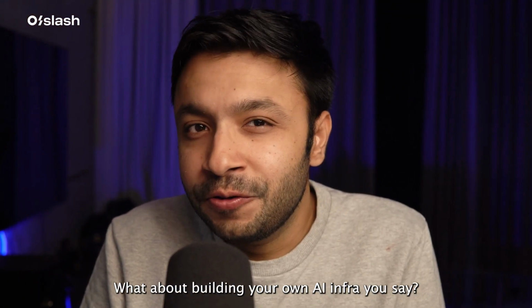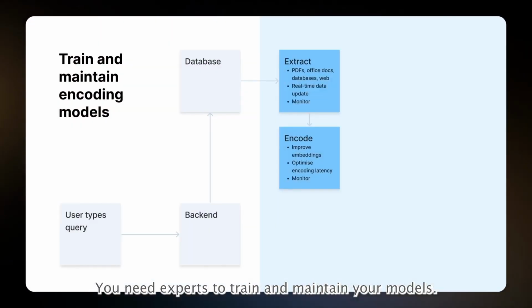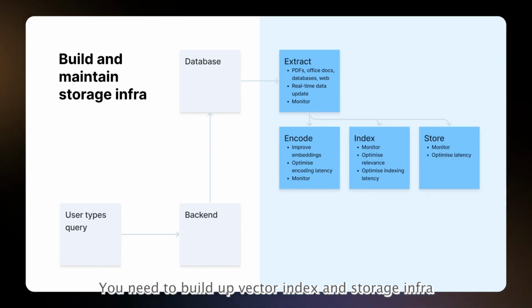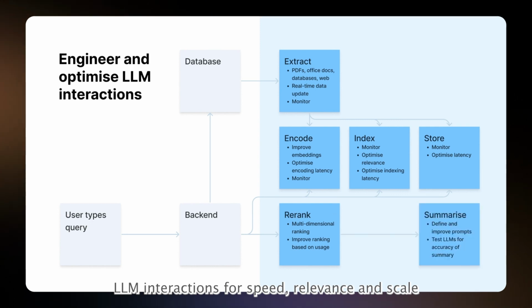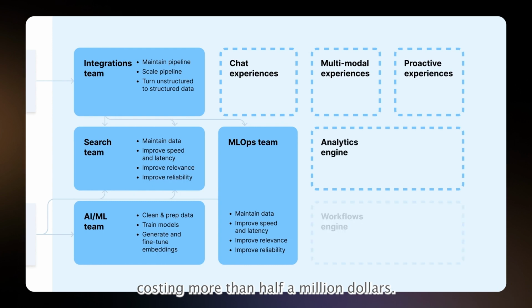What about building your own AI infra, you say? That's even harder. You need experts to train and maintain your models. You need to build a vector index and storage infra. You need to optimize LLM interactions for speed, relevance, and scale. Finally, you will also need an AI team costing more than $500,000.